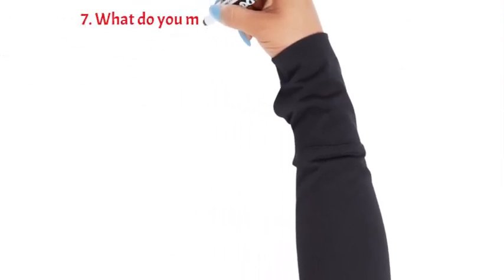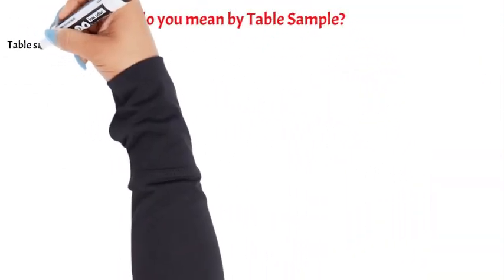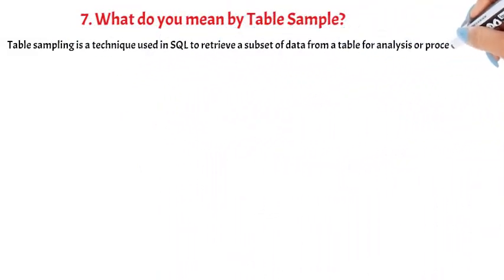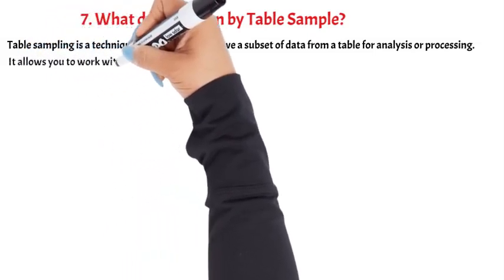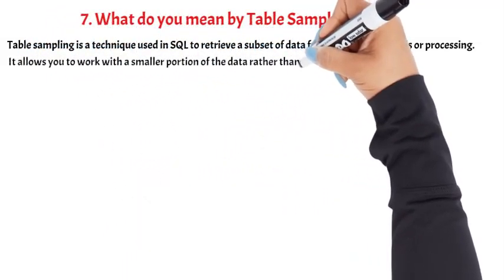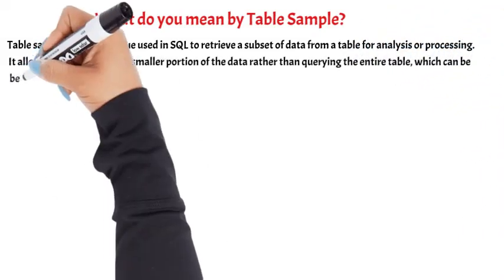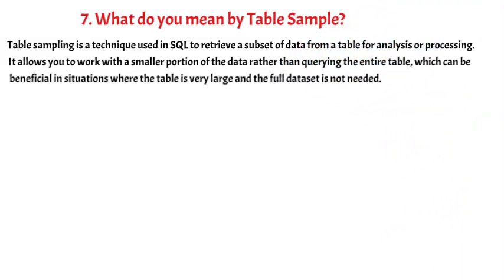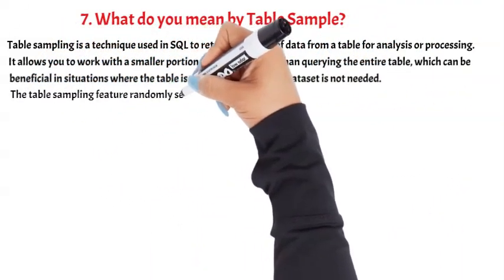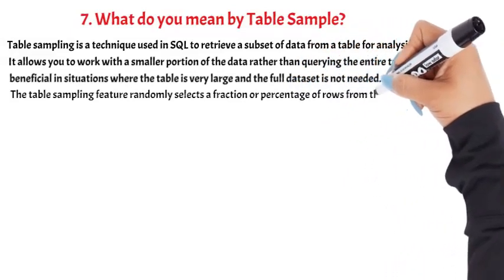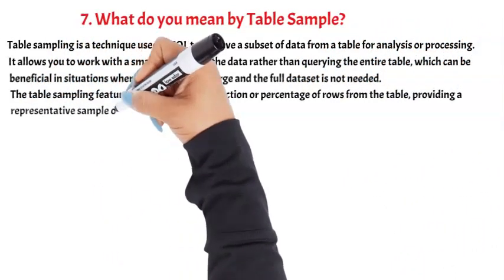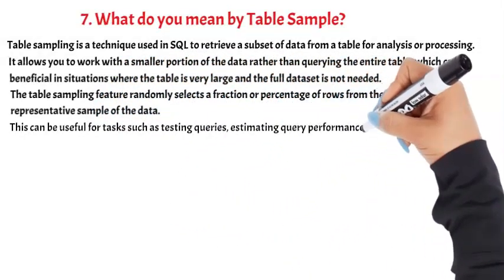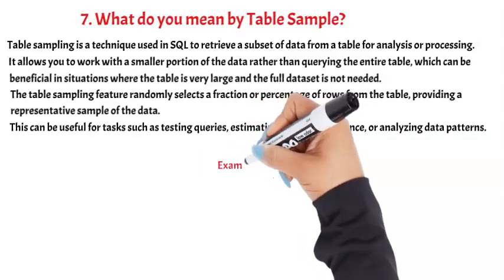7. What do you mean by table sample? Table sampling is a technique used in SQL to retrieve a subset of data from a table for analysis or processing. It allows you to work with a smaller portion of the data rather than querying the entire table, which can be beneficial when the table is very large and the full data set is not needed. The table sampling feature randomly selects a fraction or percentage of rows from the table, providing a representative sample of the data. This can be useful for tasks such as testing queries, estimating query performance, or analyzing data patterns.